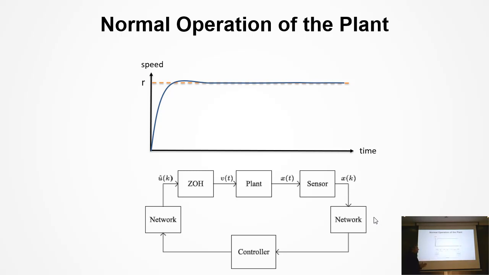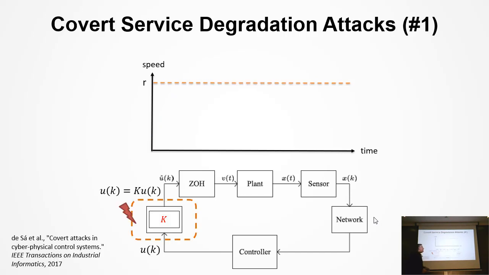In covert attacks, we want to change the system output in a way that is not noticeable to human observers, but damages the system in the long run. For example, if in the forward link, at some point of time, I decide to multiply the control signal by k, as k is greater than 1, intuitively it increases the output speed. It creates an overshoot in the system.